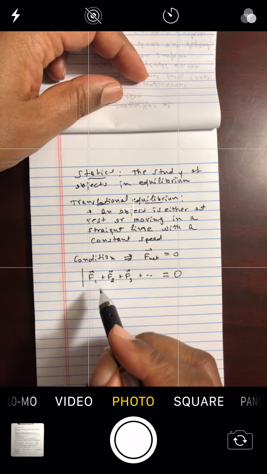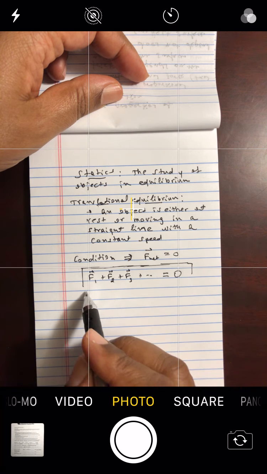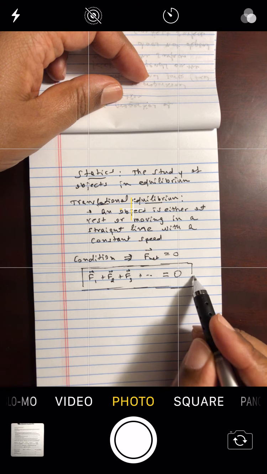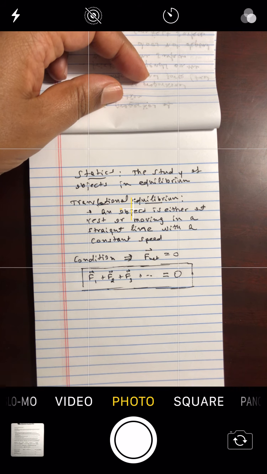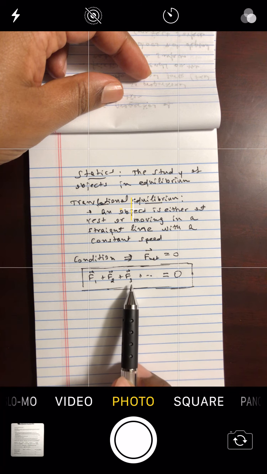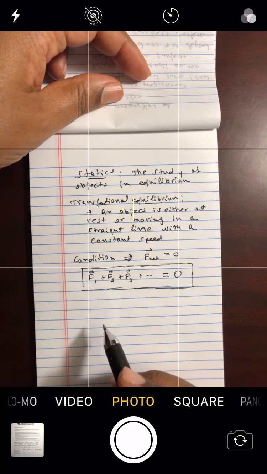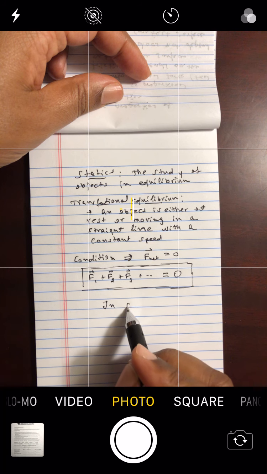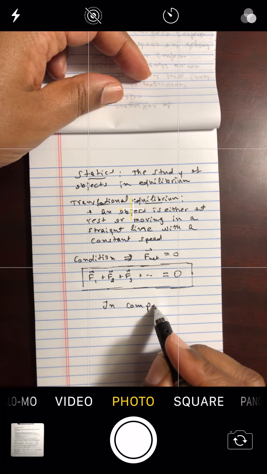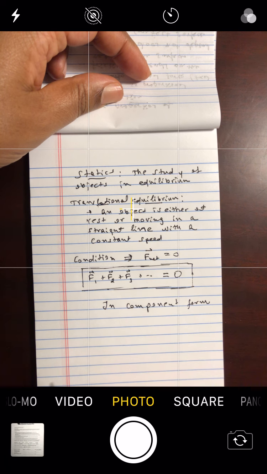Maybe we can express the forces in the i, j notation and use this equation, or we could decompose this equation into two algebraic equations. If the sum of the forces is zero, then obviously the sum of the x components and the sum of the y components is also zero. So we can say, in component form, we can write this as follows.